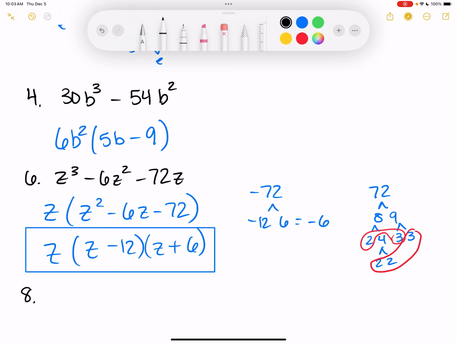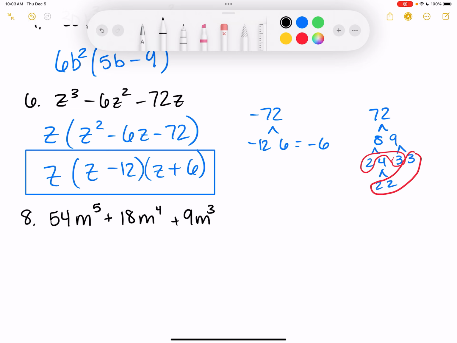54m to the 5th plus 18m to the 4th plus 9m cubed. What can I take out of this? Yep, 9m cubed. And that'll leave me with 6m squared plus 3m plus 1. And then I need to see if I can factor what's in here.